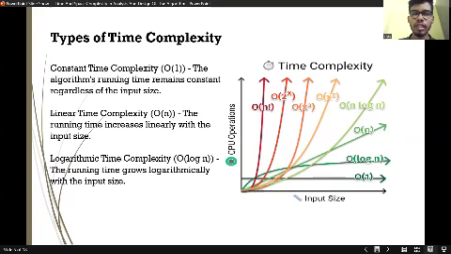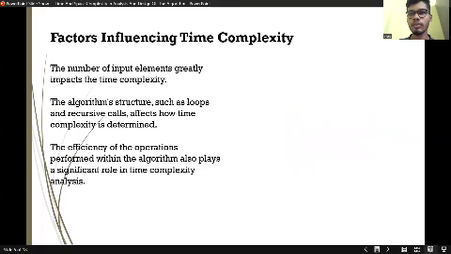Next, move on to the linear time complexity. Its representation is O of n. O means big O notation. The running time increases linearly with the input size. Next, move on to the logarithmic time complexity. That means O of log of n. The running time grows logarithmically with the input size. So linear time complexity and logarithmic time complexity are based on the input size.